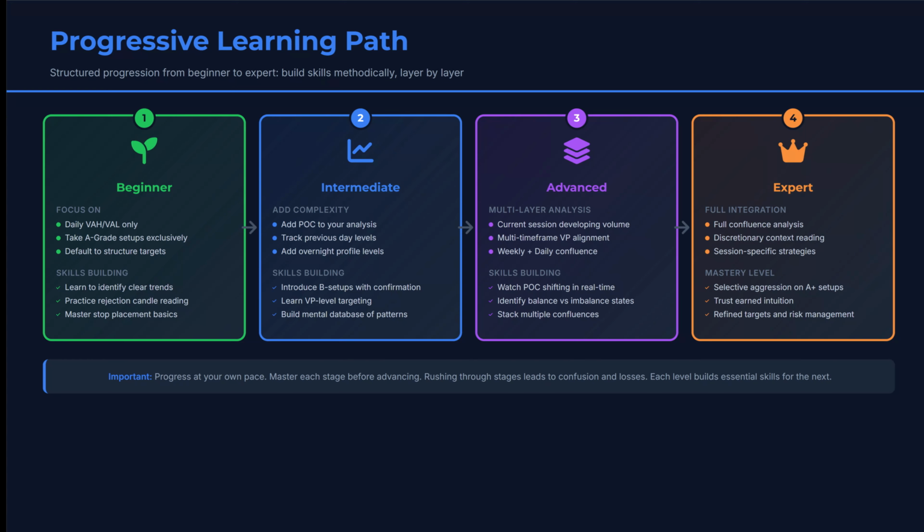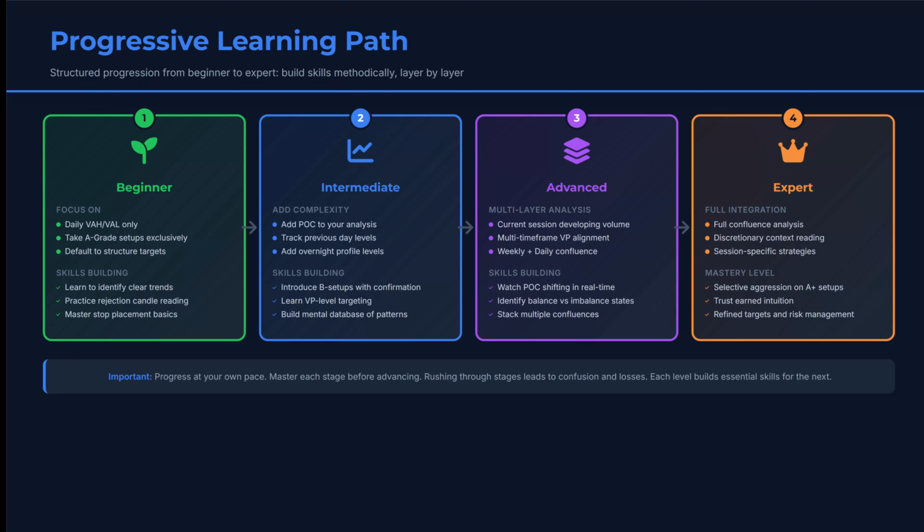Mastery-level skills. Selective aggression on A+ setups. When everything aligns, multi-time frame confluence, perfect trend alignment, strong rejection candle, high volume session, you take larger size and hold for bigger targets. Trust earned intuition.